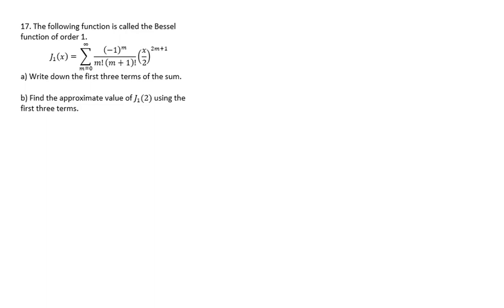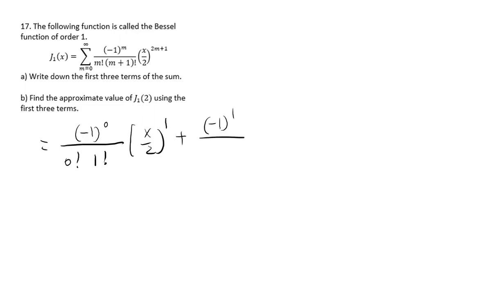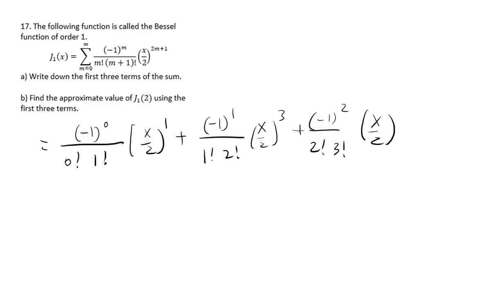It says write down the first 3 terms of the sum. Well, that's easy. You just write down -1 to the 0th power over 0 factorial, 1 factorial, and x over 2 to the 0 plus 1. So it's like that. Okay, and then plus -1 to the first power over 1 factorial and 2 factorial, x over 2 to the 3rd power, plus -1 to the 2nd power over 2 factorial, 3 factorial, and x over 2 to the 5.